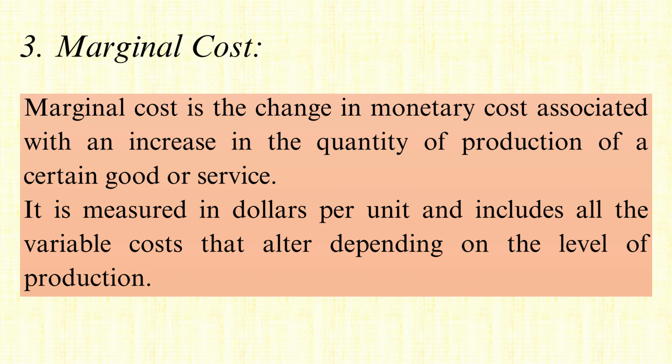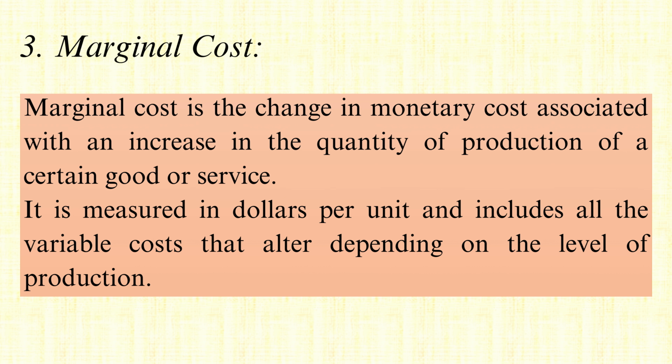Marginal cost is the change in total cost that comes from producing one additional unit of a good or service. It includes all the variable costs that change with the level of production. For example, if a farmer is producing maize and decides to plant an extra hectare, the marginal cost would include the cost of additional seeds, fertilizers, and labor needed for that hectare.